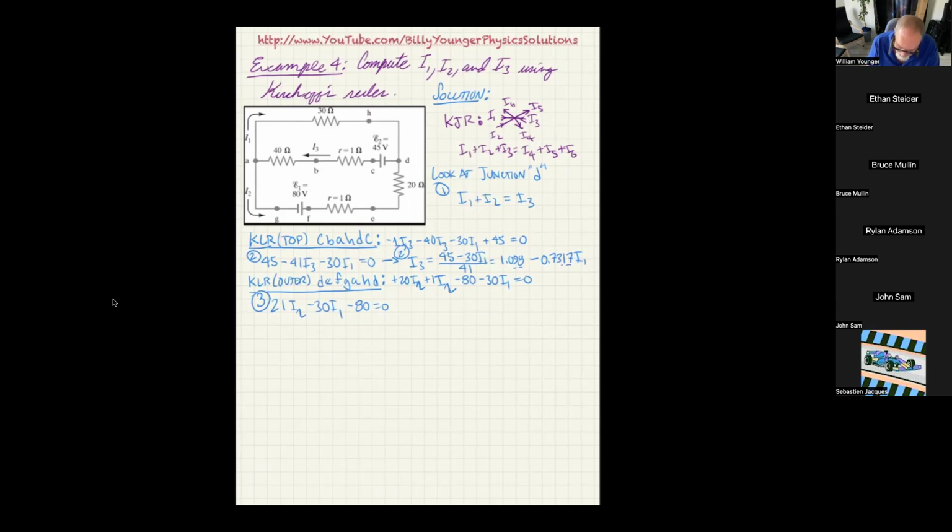Now I'm going to do the same thing to equation 3, only this time I'm solving for I2. So notice the I2 is already positive where it is. So I'll leave it there. That means I'm going to pull the 80 to the other side. It'll become positive. And then the 30 I1 will also be positive. So that's going to be 30 I1. And then I got to divide all that by 21. And then, of course, 80 divided by 21 is equal to 3.810. And then 30 divided by 21 gives me 1.429.